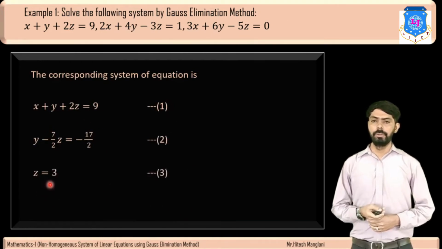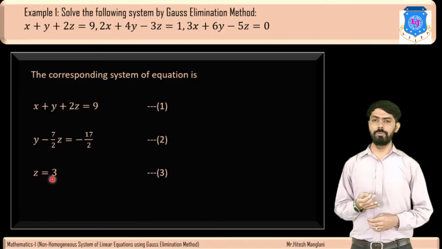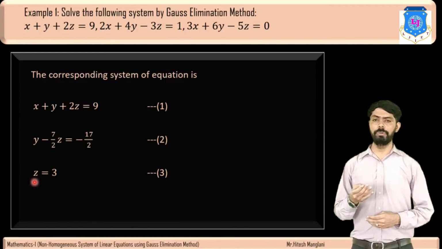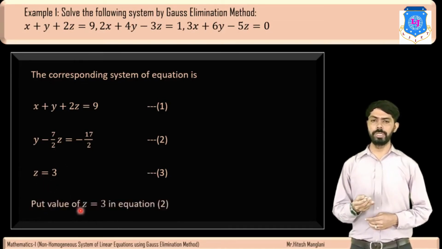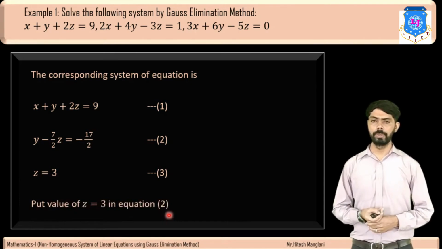Now here the value of z is 3. So we will have to solve the system of equations. Therefore we will have to find the values of x, y and z. The value of z is 3, so we will put the value of z in equation 2. Put z is equal to 3 in equation 2.